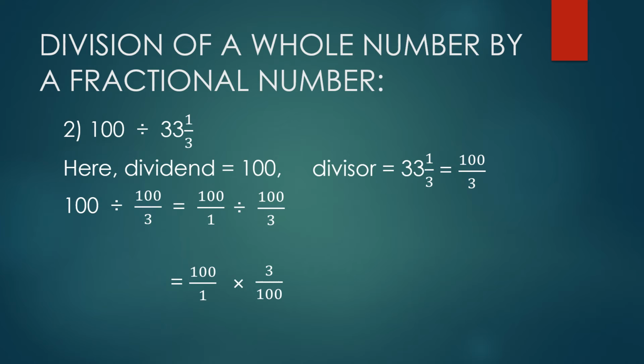Here I see 100 is divisible by 100. So cancel them out by 100. 100 ones are 100. Again 100 ones are 100. Now it cannot be further simplified. So do the multiplication. 3 ones are 3 and 1 ones are 1. So the answer is 3 upon 1, and 3 upon 1 is equal to 3.